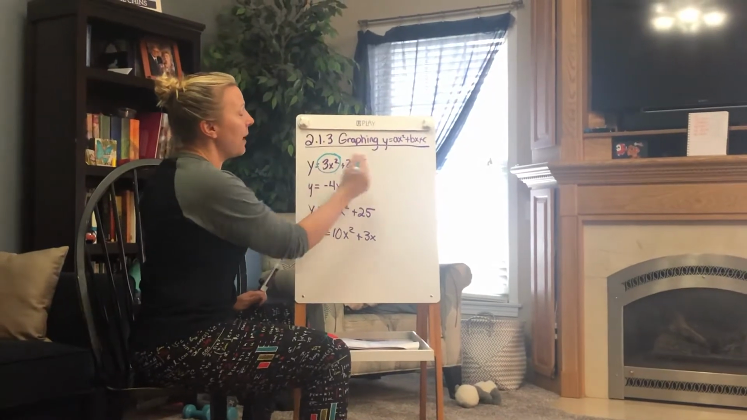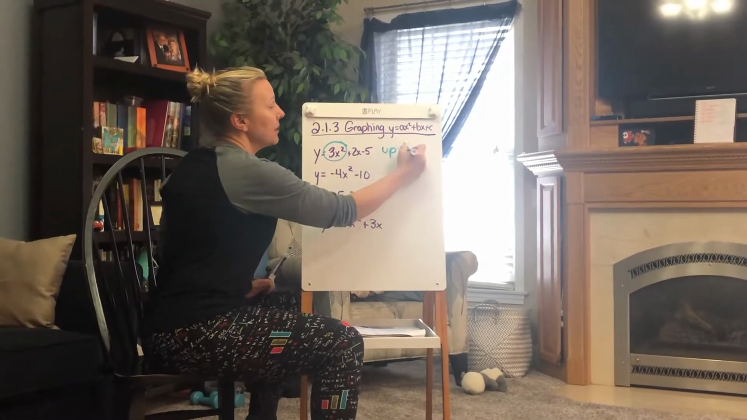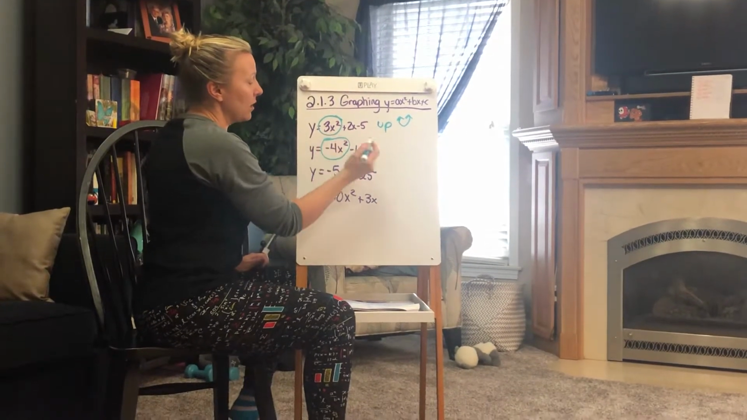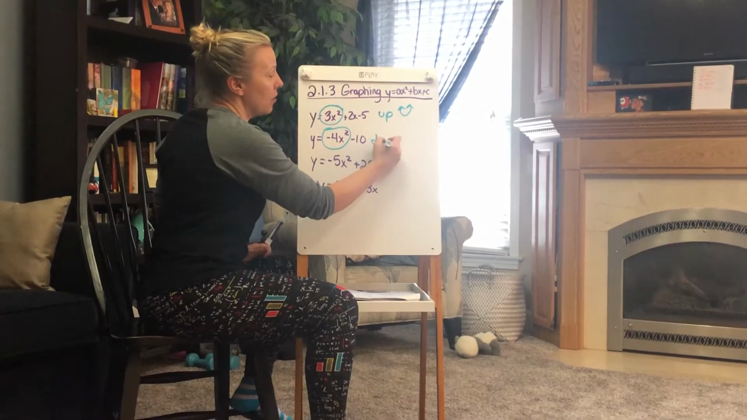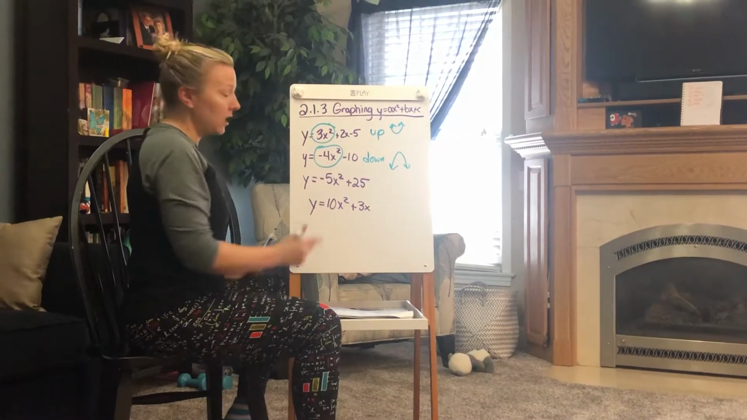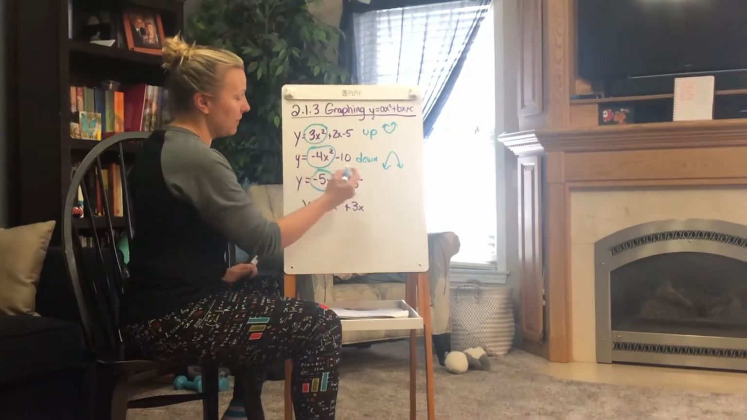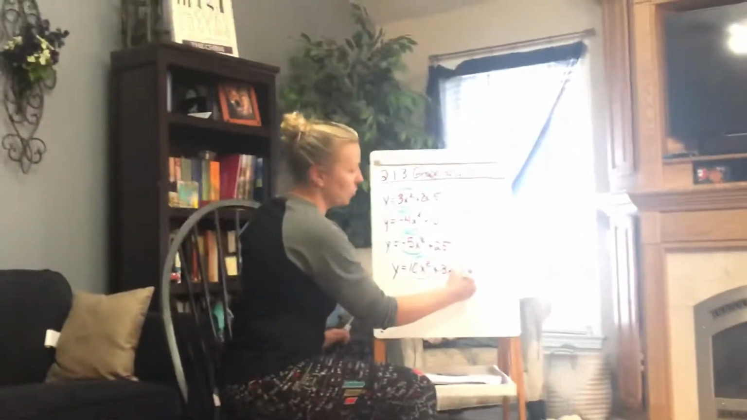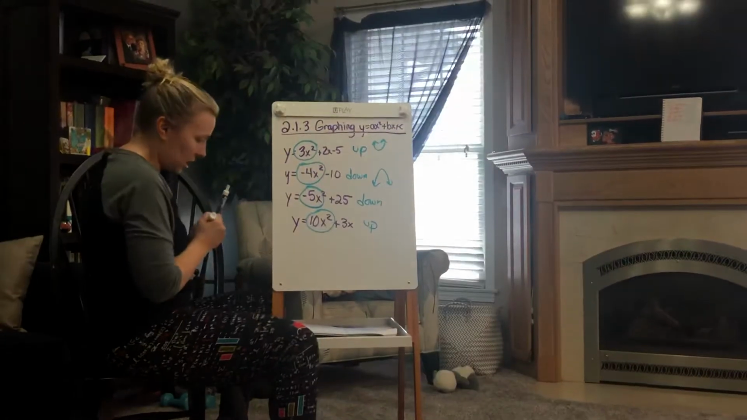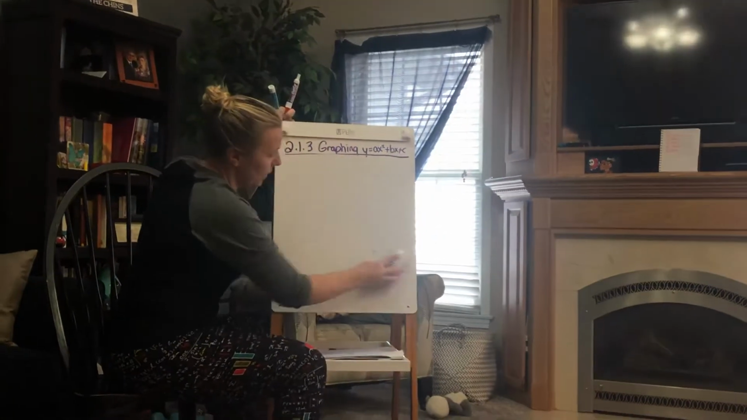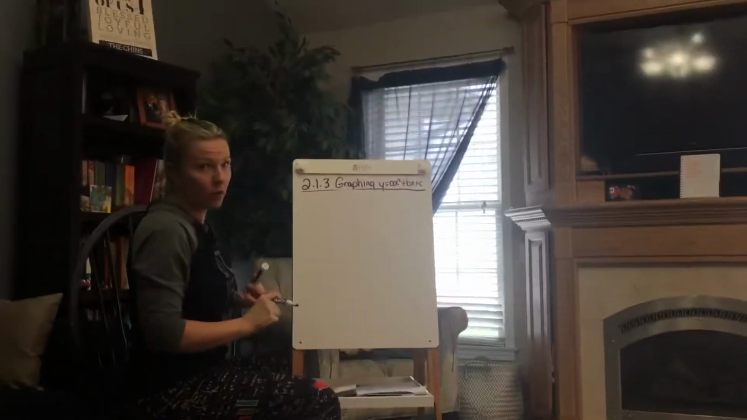If the first number is positive, then it opens up, which makes it a smiley face parabola. If the first number with the x squared is negative, it opens down, and that makes it a frowny face parabola. Got it? So negative 5x squared would open down, positive 10x squared would open up. And that's gonna come in handy so that when you get done graphing these big, giant equations, you can tell whether you made the chart right or not.